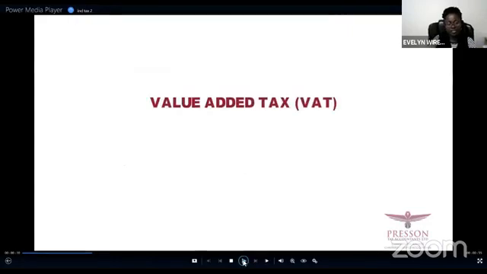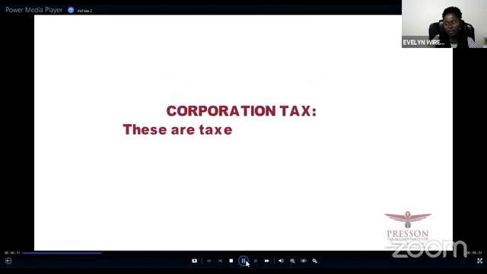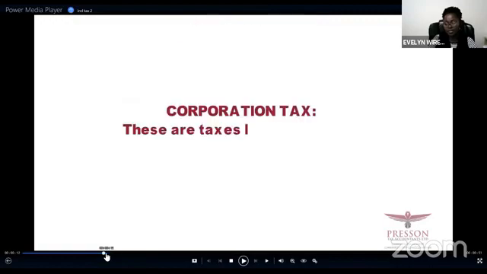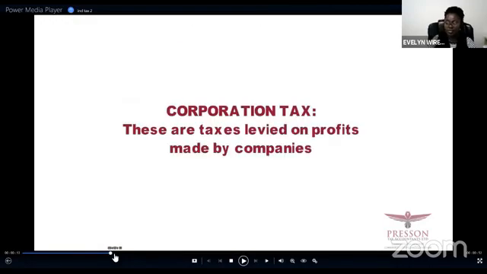So the UK taxes include value added tax, which we call VAT. We will go into detail later, but I just want to introduce that. So that's one of them. We have corporation tax. Corporation taxes are taxes on the profit made by companies. That is another type of tax.